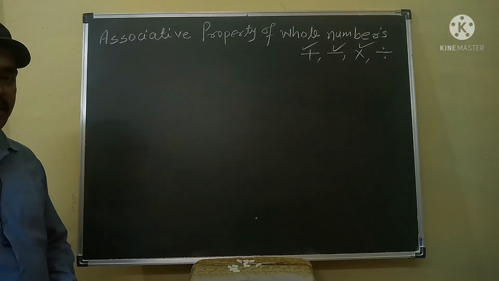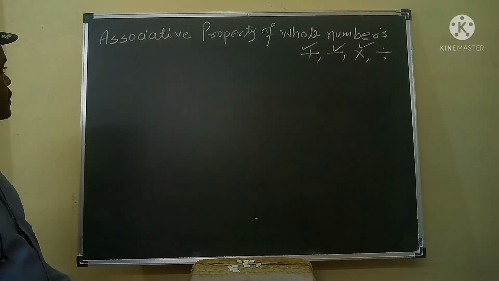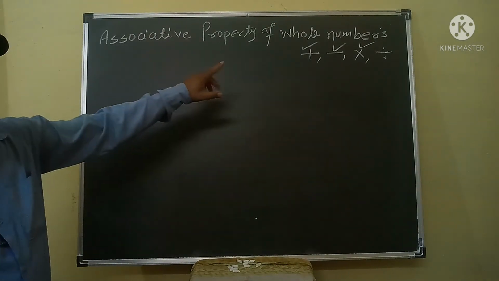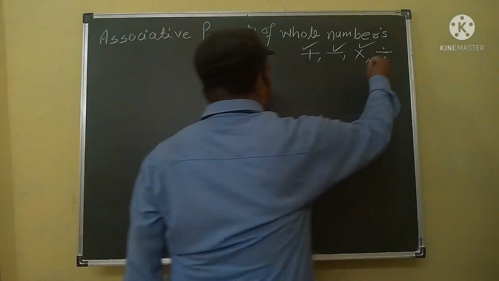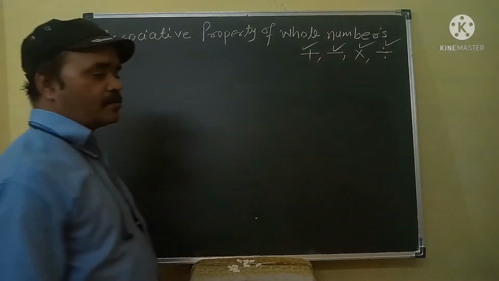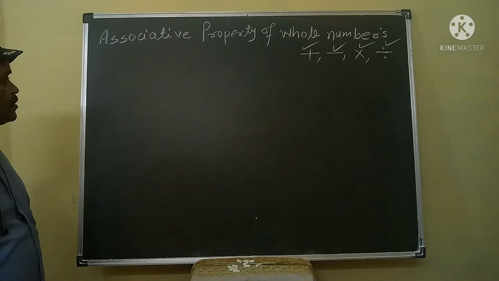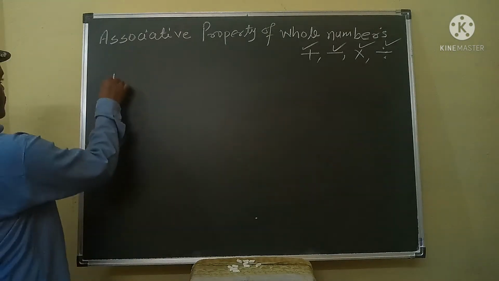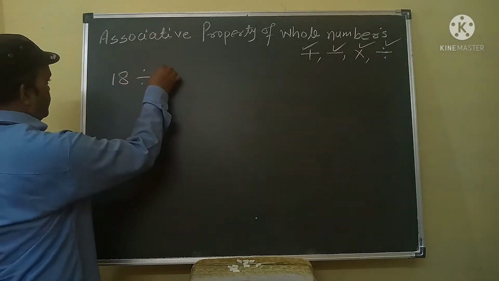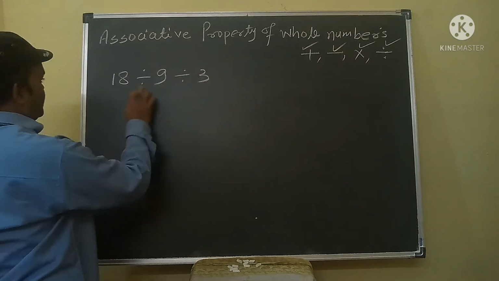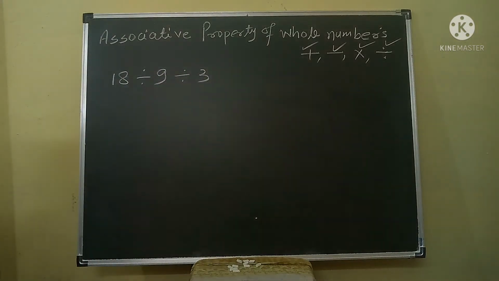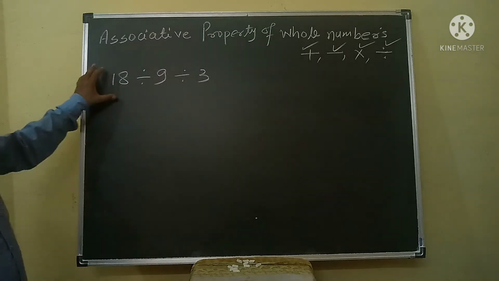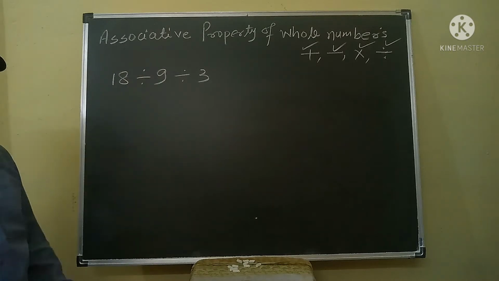My dear student, after this we will discuss the associative property of whole numbers under division. Suppose you have three whole numbers: 18, 9 and 3, and you want to find the result. So what will you do?